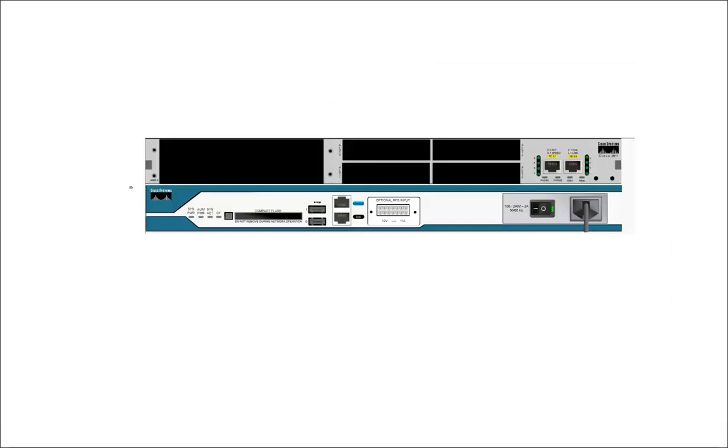This is the front side of the router, and this is the back side. In the front side, you have the Cisco logo and a few ports over here. These are the ports which I ignored. I told you these are ports which we cannot connect a switch to.